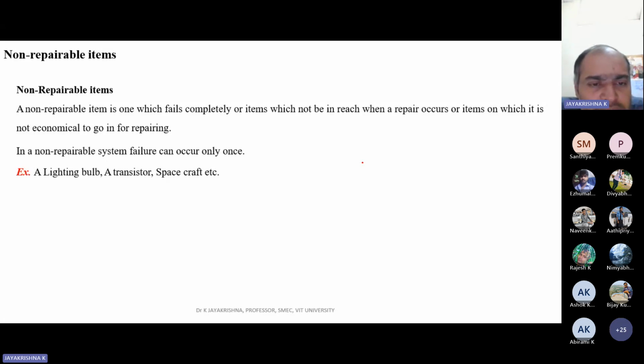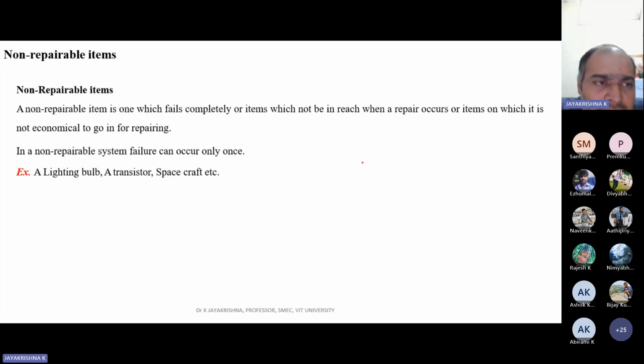Or again, a spacecraft. If you launch a spacecraft and put it in the right orbit, and it's malfunctioning, it's not possible for us to go to space, repair it, and make it run. Rather, for that cost, it is very advisable to launch a new spacecraft itself, right? So some items which you can't repair, or even if you repair them it is not cost effective, are called non-repairable items.